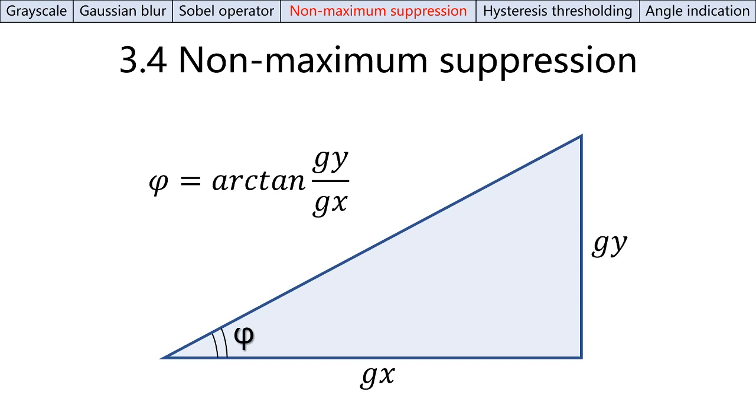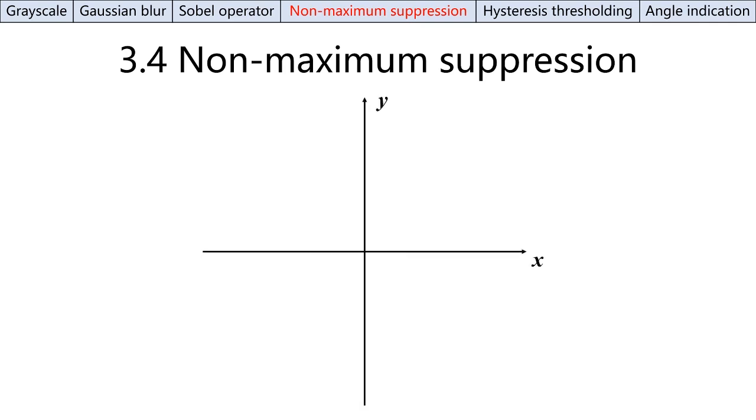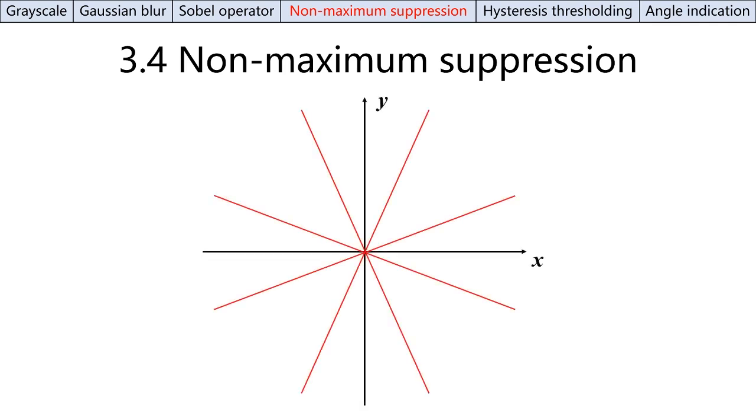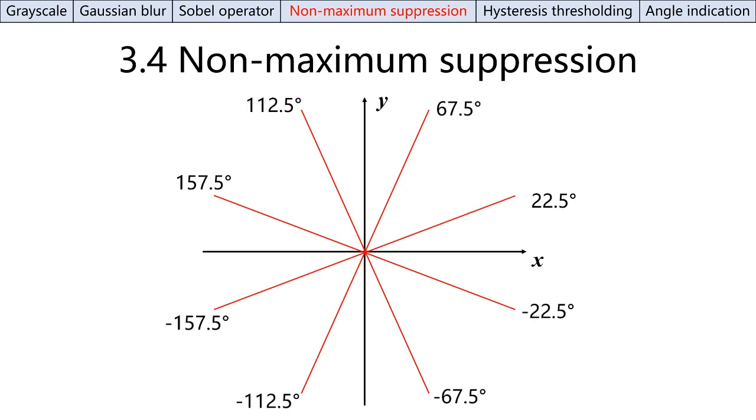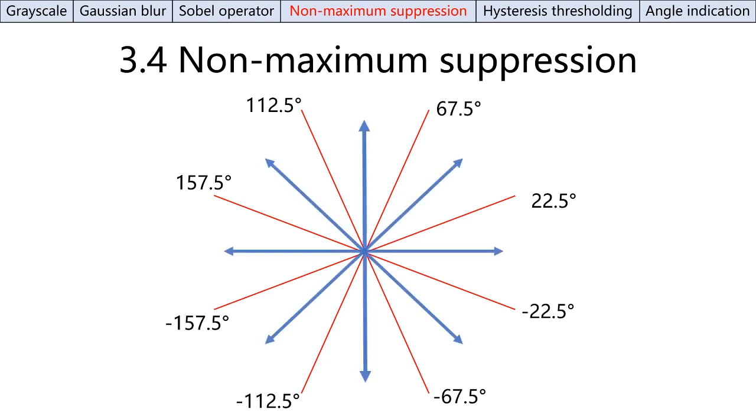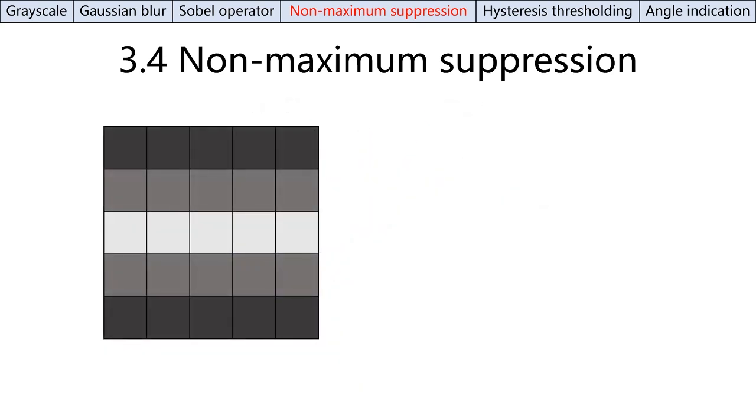After knowing the angles, we divide the space into 8 parts and classify the angles. For example, edges whose angles are between -22.5 degrees and 22.5 degrees are regarded as horizontal. Preserving the highest values along the vertical direction of edges, we can easily produce an image with thin edges. Just like this.